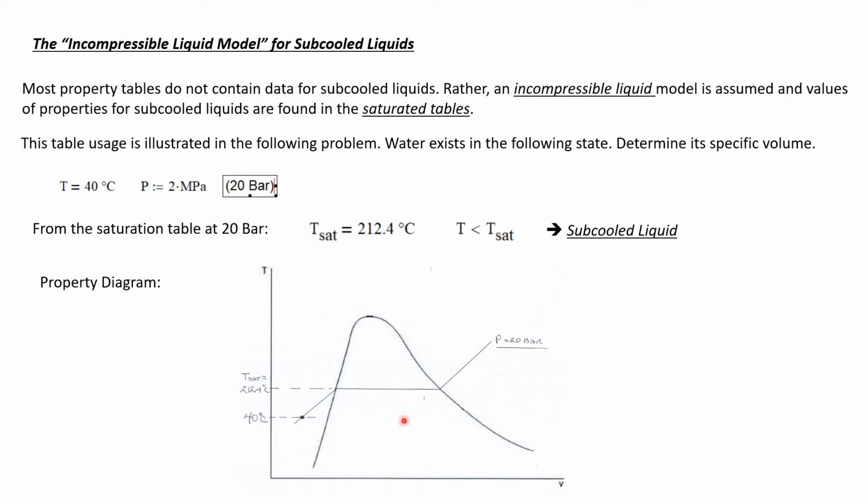And on a TV diagram, it looks like this. I have a pressure of 20 bar, which is a saturation temperature of 212.4 degrees C. And this state's temperature, 40 degrees C, is below that. So this is where the temperature and pressure lines cross. So we see that this is the state on a TV diagram, and we see that it's a subcooled liquid.